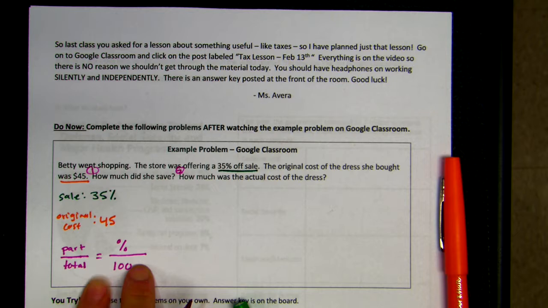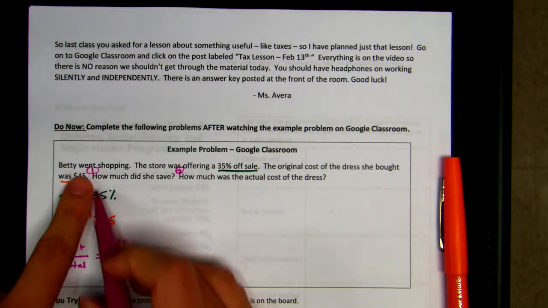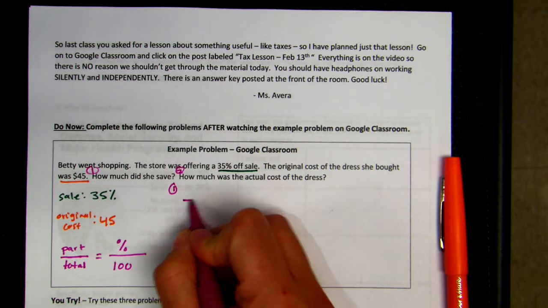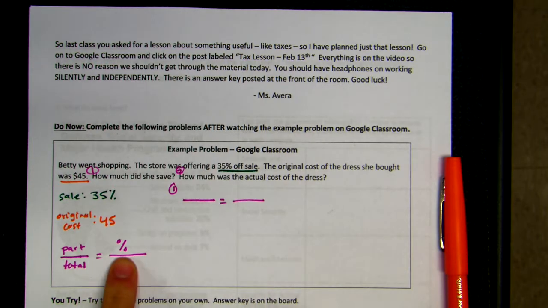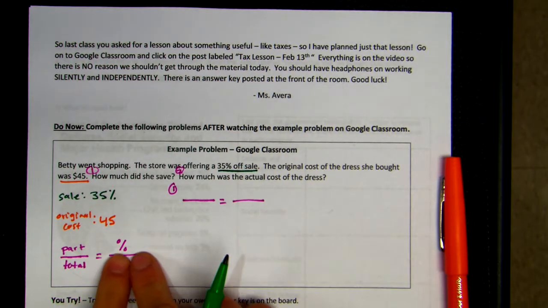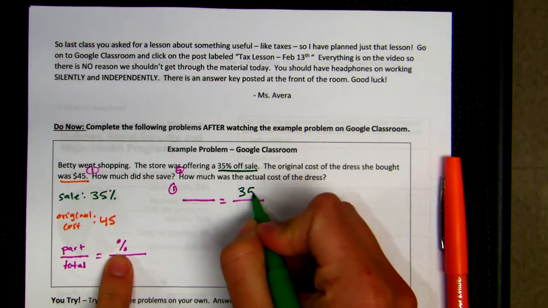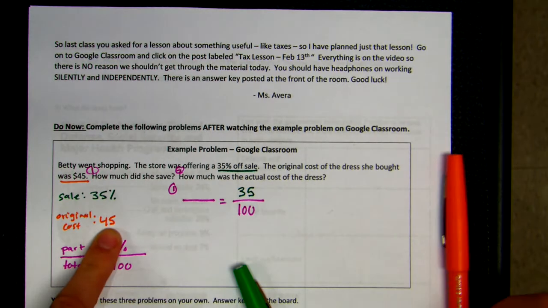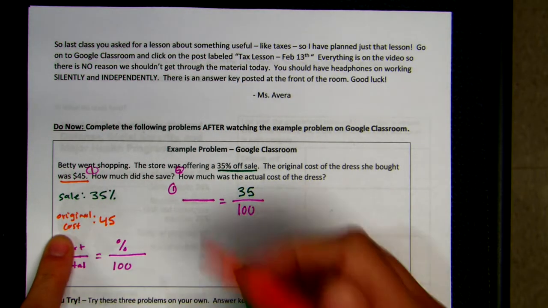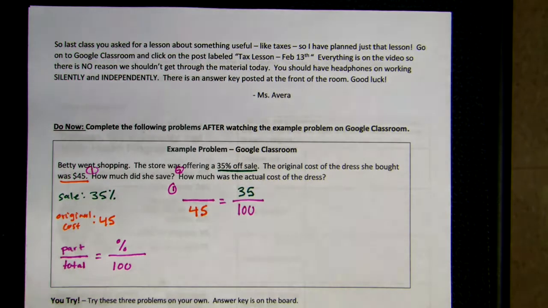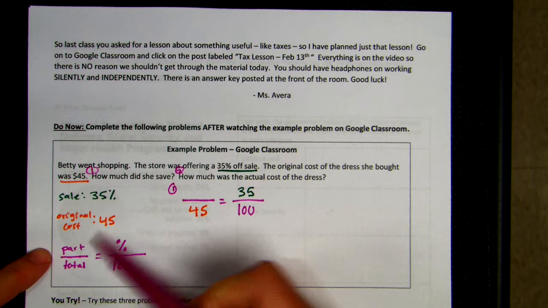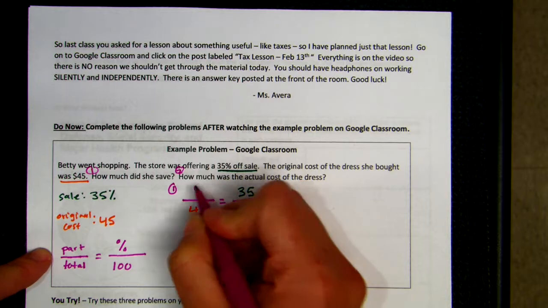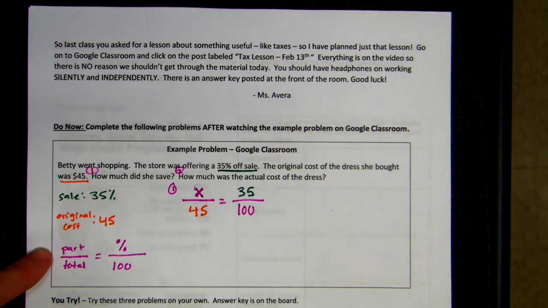So let's see if we can set that up with the information given to answer question 1, how much did she save? Okay, so I know that I'm going to have two fractions equal to each other. I'm going to start with my percentage. So my percentage, I know it's 35%, so it's 35 out of 100. Okay, I know the original or the total cost of the dress, that is 45. What I'm looking for is the part, or the sale price is part of the total price. That's what I'm looking for, so I'm going to write that in as X.